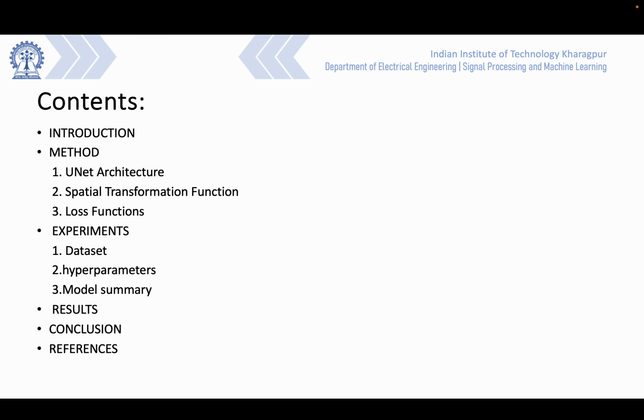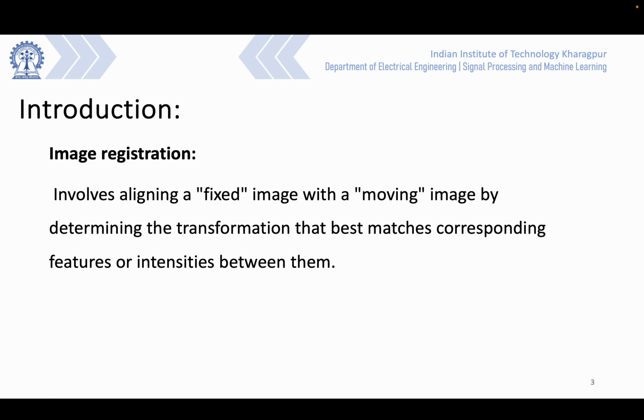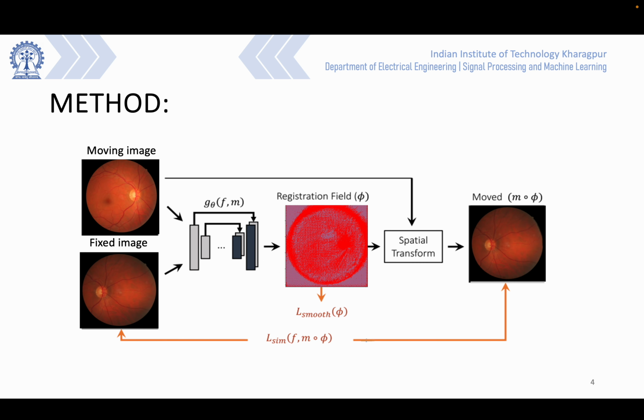This is the flow of contents which we are going to follow in this presentation. Before going to the topic, I just want to tell what is meant by image registration. Image registration mainly involves aligning a fixed image with a moving image by determining the transformation that best matches corresponding features or the intensities between them. It's like you are mapping your moving image to the fixed image.